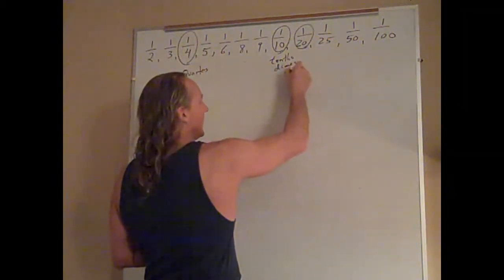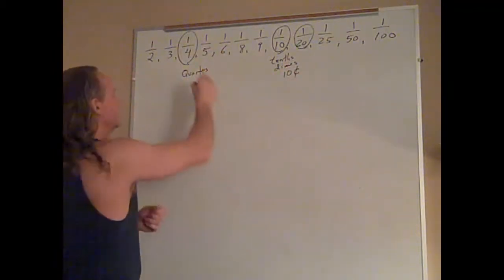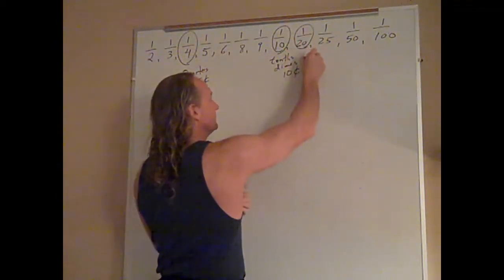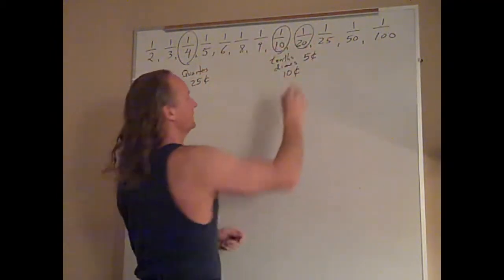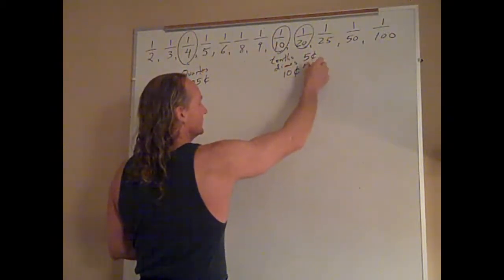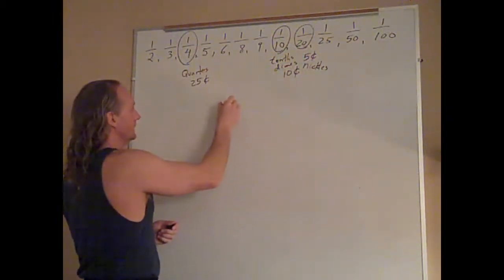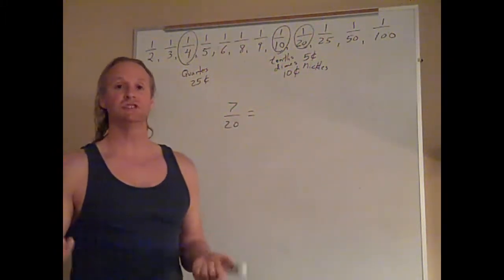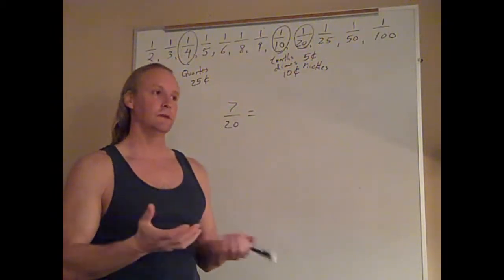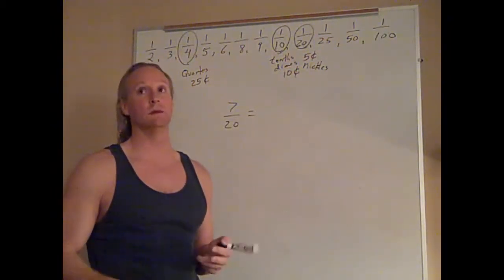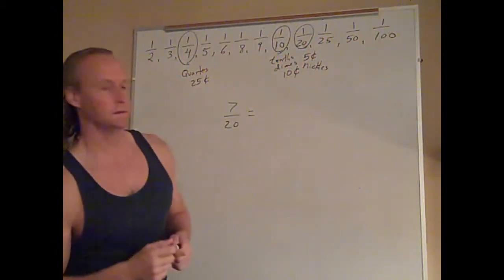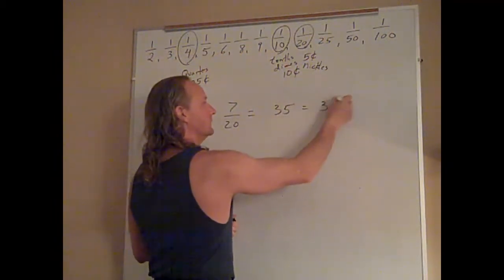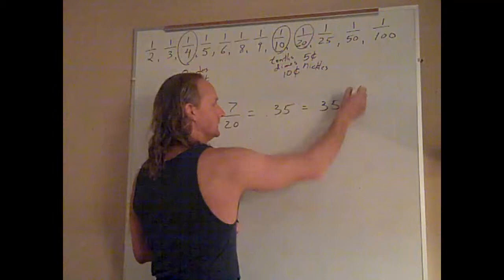I like to think of this as having a value of 10 cents. This has a value of 25 cents. This one has a value of 5 cents. There are 20 nickels in a dollar, so I can think of them as nickels. All I have to do for 7 20ths is simply ask myself the question, how much is 7 nickels? And if we figure it out, we have 7 nickels, that's 5, 10, 15, 20, 25, 30, 35 cents. Which happens to be 35 cents, or 35%.